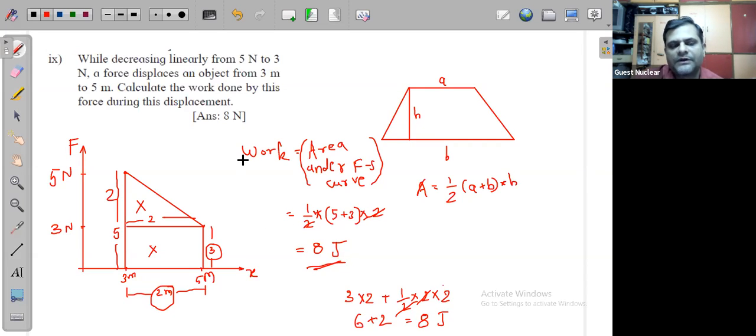So in this way we can find the work done by this variable force, which varies linearly from 5 Newton to 3 Newton and displaces the body from 3 meter to 5 meter. So this is the simplest method to find the work done using the graph. But we have to be able to plot the graph properly according to the given information. Once we draw the graph, we can easily find the area under the graph, and that is going to be the work done indirectly. Yes, let us see the next question.